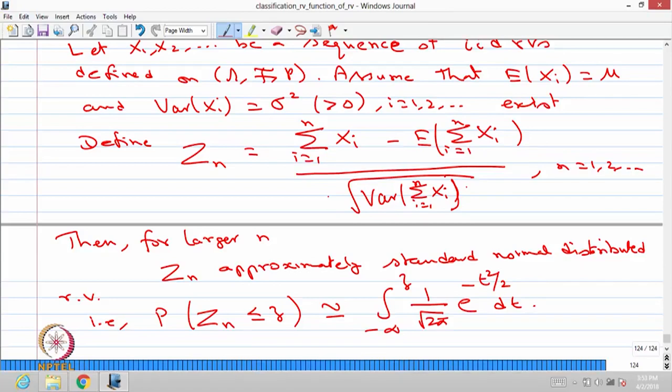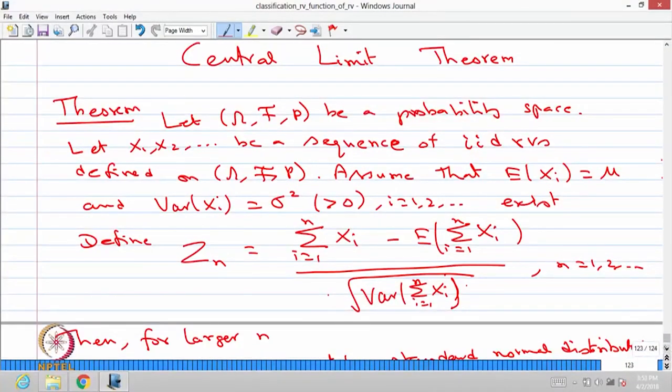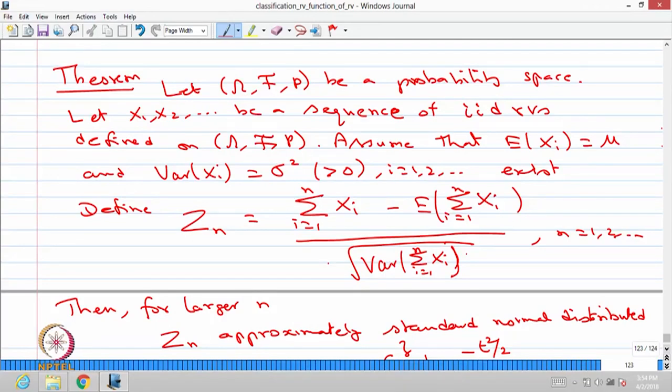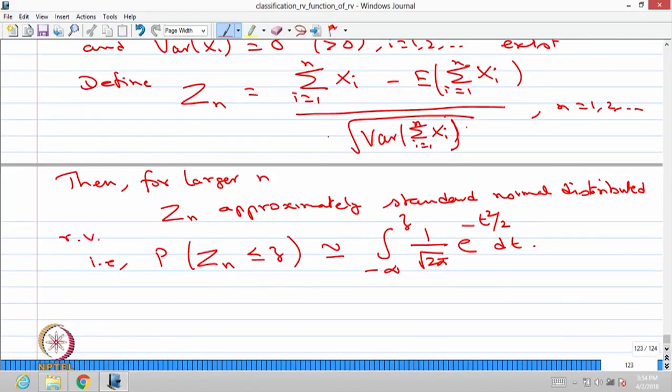This is valid as long as the Xi's are IID random variables defined on a probability space with at least a second order moment existing and the variance strictly greater than 0. And then making a sum of random variables, minus their mean, divided by the standard deviation, that is approximately a standard normal distributed random variable for larger n. Indirectly, whenever you have a normal distribution with the parameters mu and sigma square, by subtracting the mean and dividing by the standard deviation, that becomes a standard normal distribution. So, the same thing we are applying in the Zn.